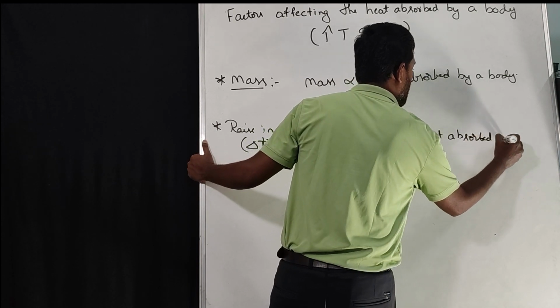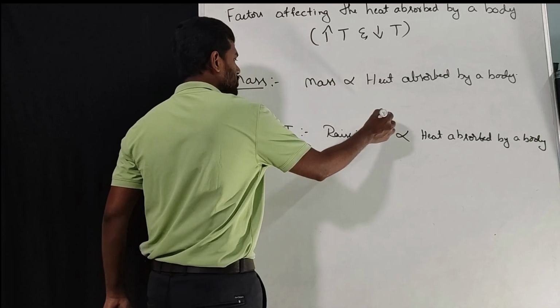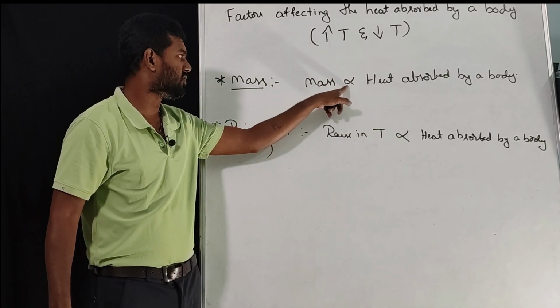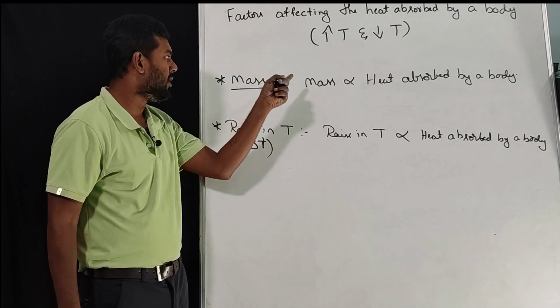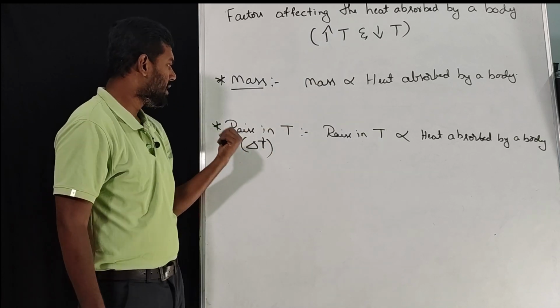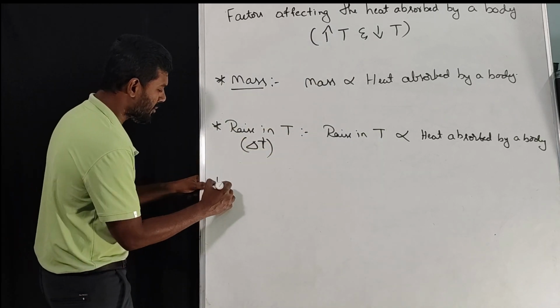See, in the exam you should not use symbols, you should write the full form. This one also you can write like this, or you can use the sentence form. Mass is directly proportional to heat absorbed by a body. Rise in temperature is also directly proportional to heat absorbed by a body.